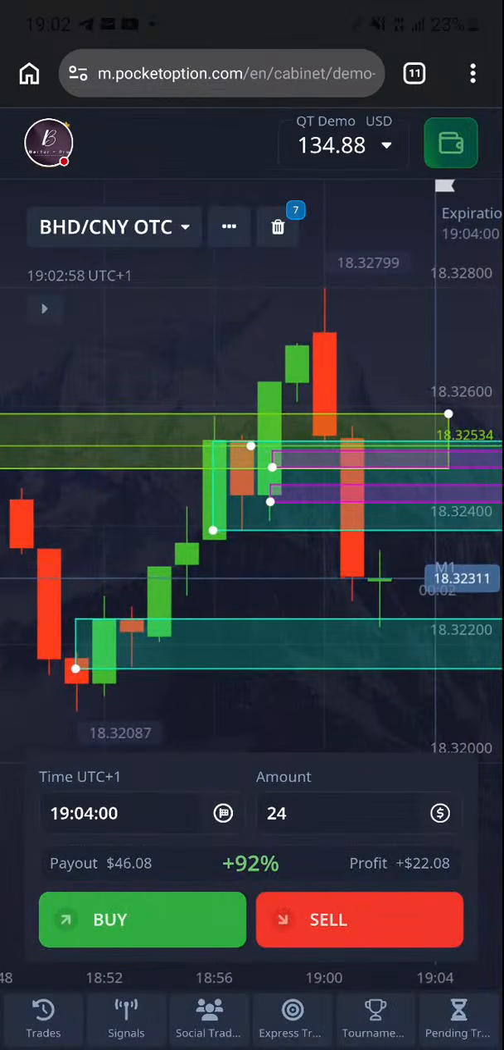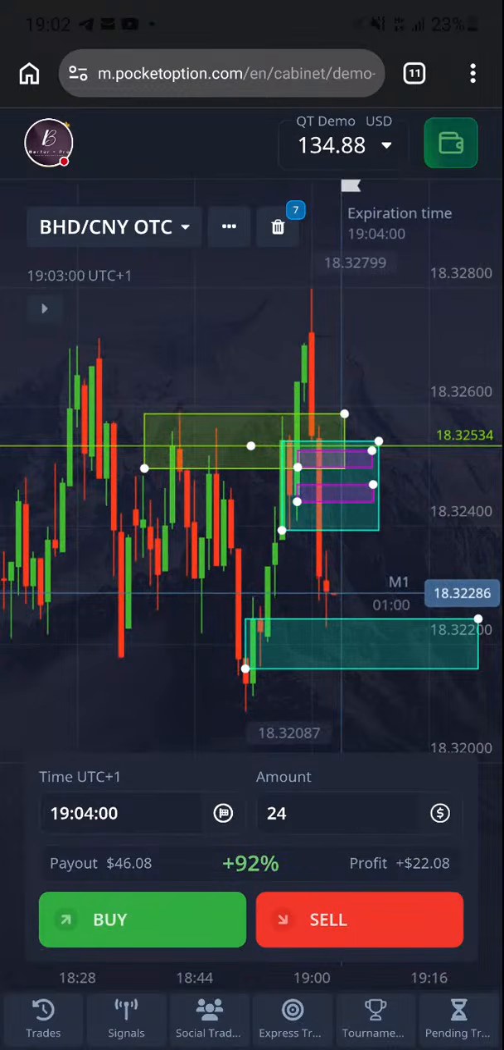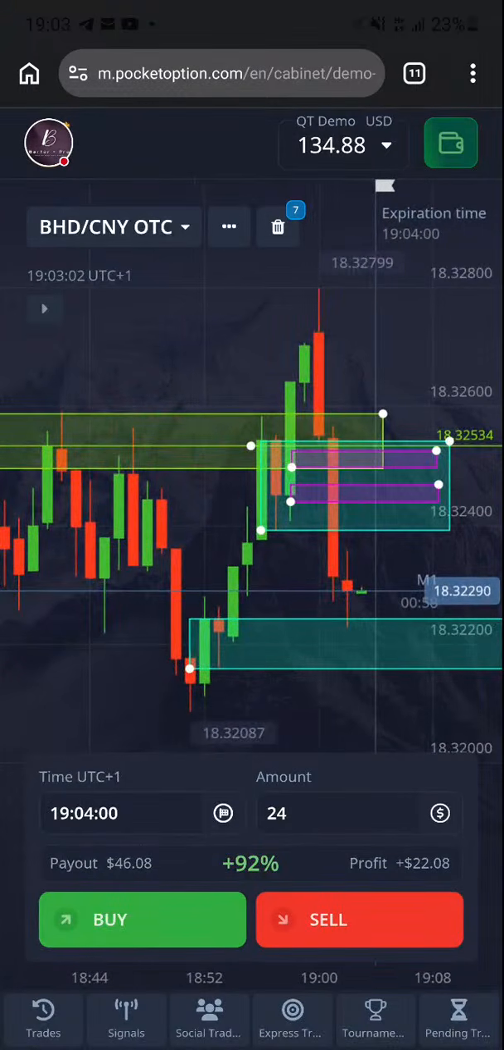Okay, this demand area worked here. They were able to reject from here.